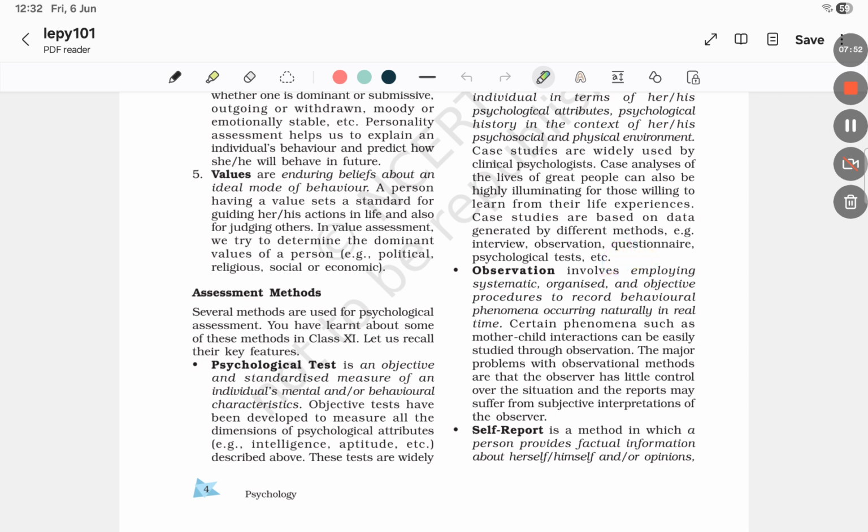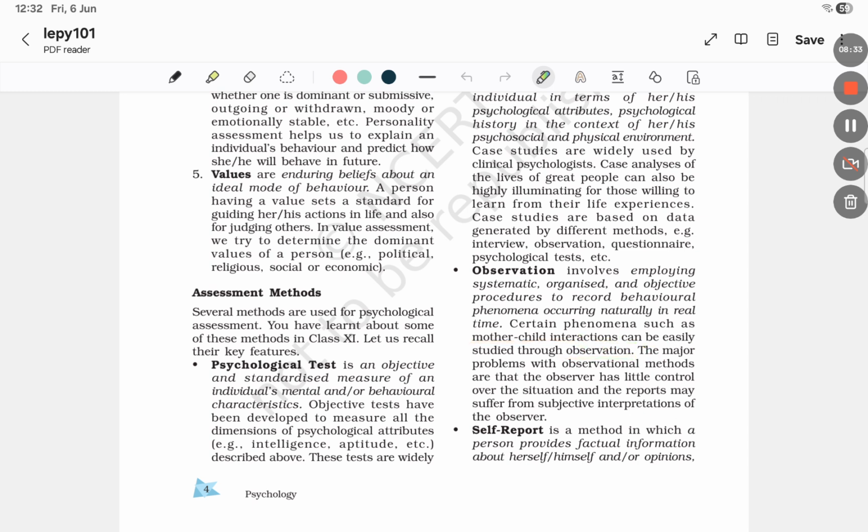So what is observation? It essentially means that you're looking at somebody, you're observing somebody's behavior in their natural environment, right? So it involves employing systematic, organized and objective procedures to record behavioral phenomena occurring naturally in real time. So you're not observing individuals in a clinical setting which is controlled by the researchers. You're actually looking at people in their real environment. Let's say you're looking at children playing in a park. That is observation, right? So certain phenomena such as mother-child interactions can be easily studied through observations.